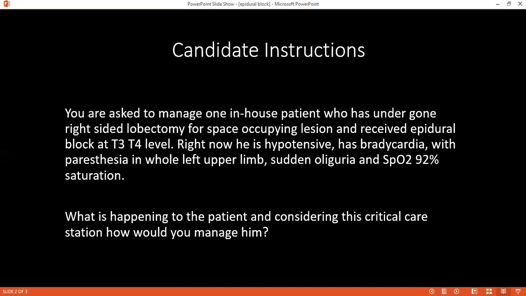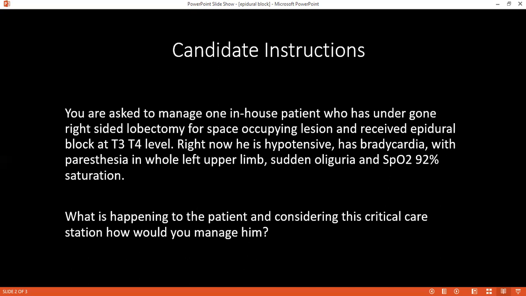Can you please tell me what are the complications that can occur if you have given the epidural block for a longer period of time? Do you want to come back to this question later? Yes, ma'am.